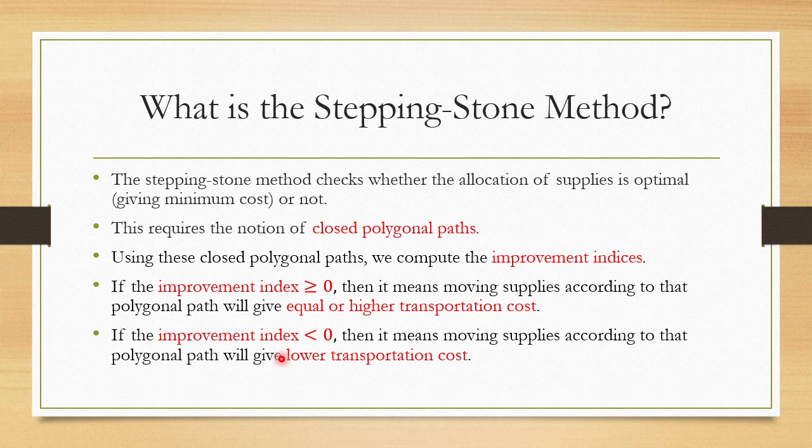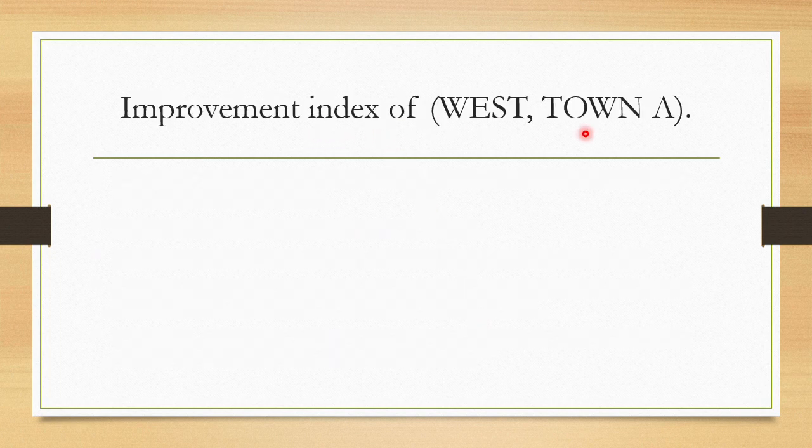So what this means is if all the improvement indices are positive or zero, this means that the transportation cost cannot be lowered anymore. But if an improvement index is negative, this means that it is still possible to lower the transportation cost. So now let's carry out the stepping stone method for our first example.